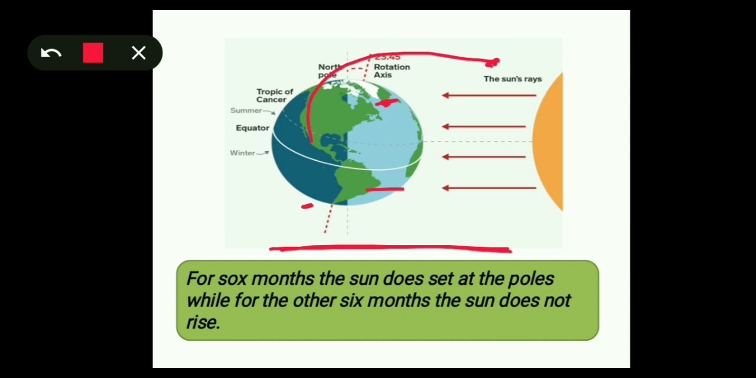So do you understand what kind of extreme condition the polar regions face? The polar regions face these extreme weather conditions, and because of this, at the poles there are 6 months of day and 6 months of night. So that's all about this topic, and hope all of you understood.